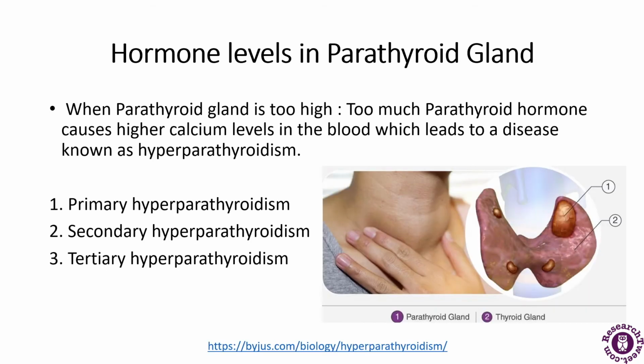Now next comes the hormone levels in the parathyroid gland. So there are two conditions. What are the two conditions? First, when there is a high level of parathyroid hormone. When the parathyroid gland produces too high a level of parathyroid hormone, what is the condition? Too much parathyroid hormone can cause higher calcium levels in the blood, which leads to a disease called hyperparathyroidism.